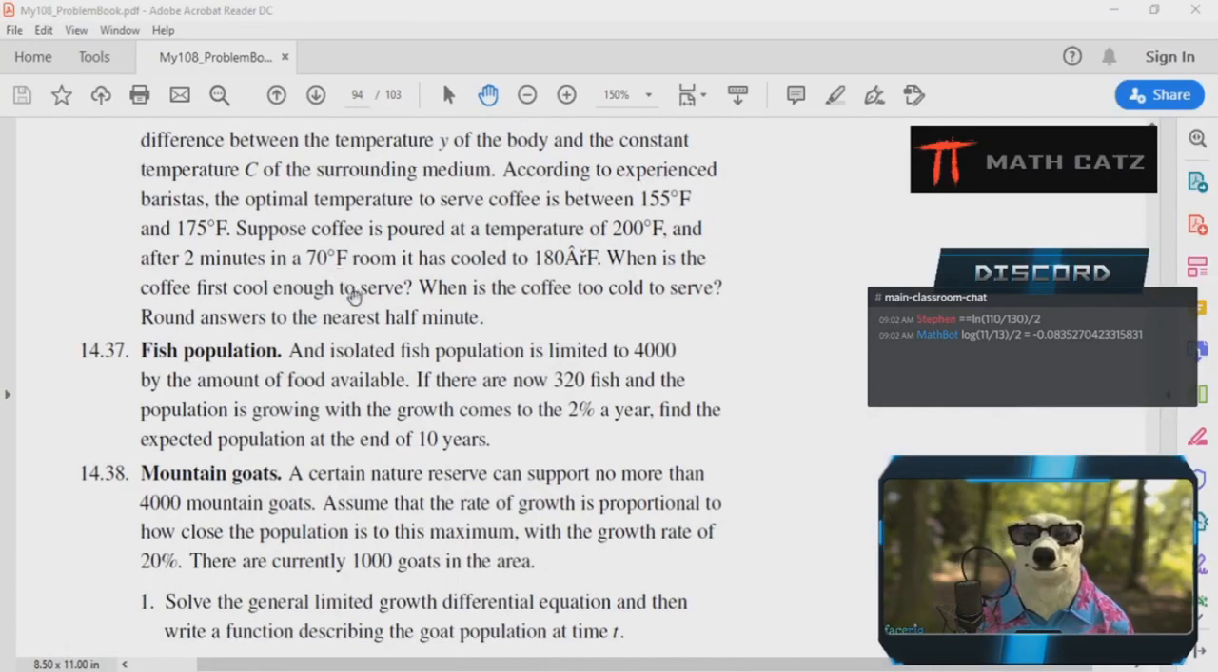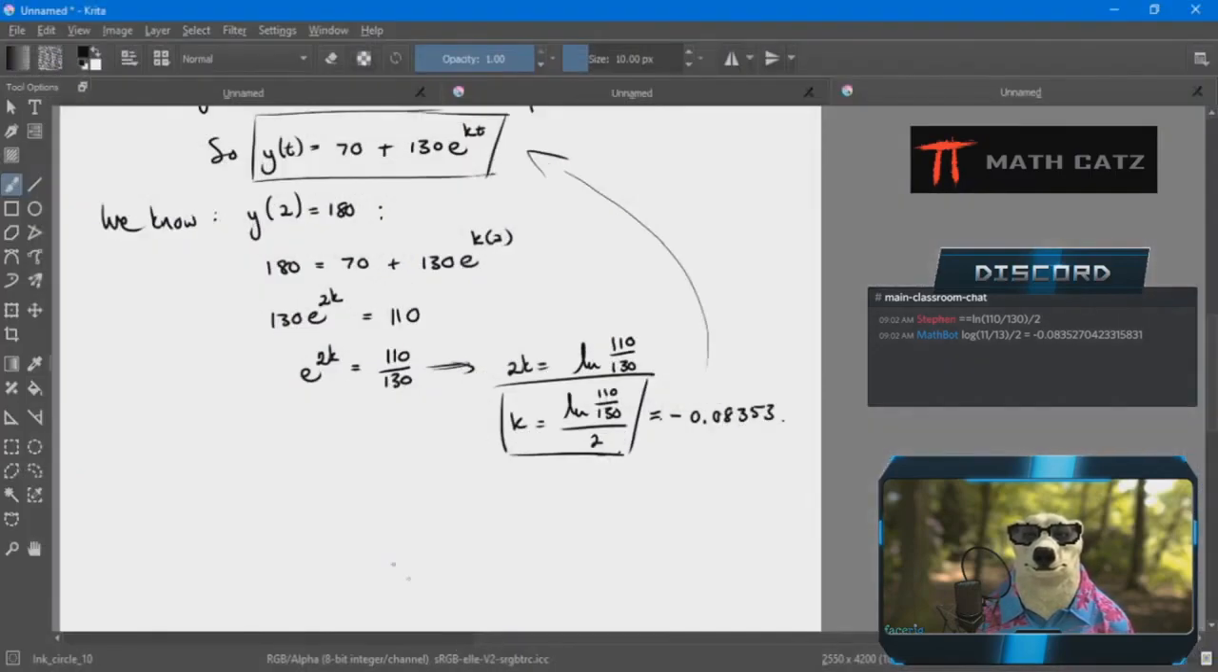They now want to know, what is my window here? When is the coffee first cool enough to serve? So when do I get a target of 175? When is it too cold to serve? According to this, after 155 degrees. So 175 to 155 is my time window.